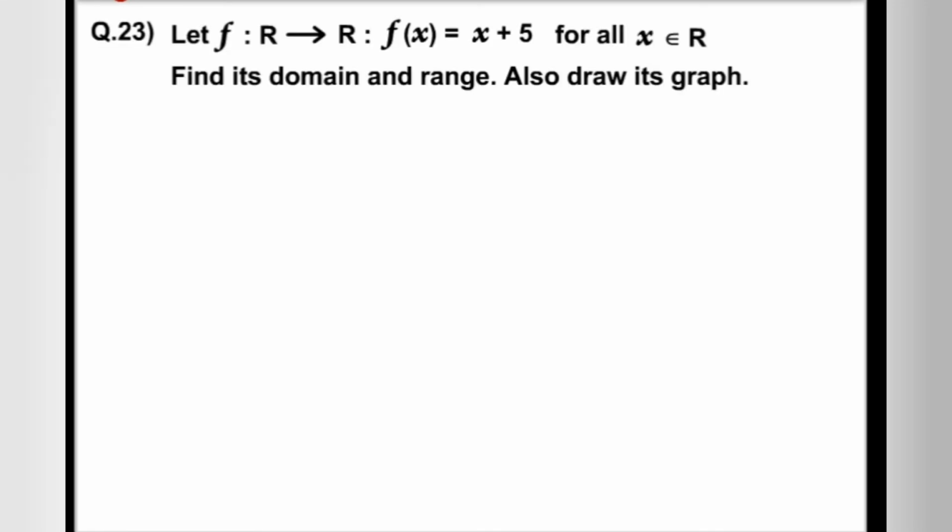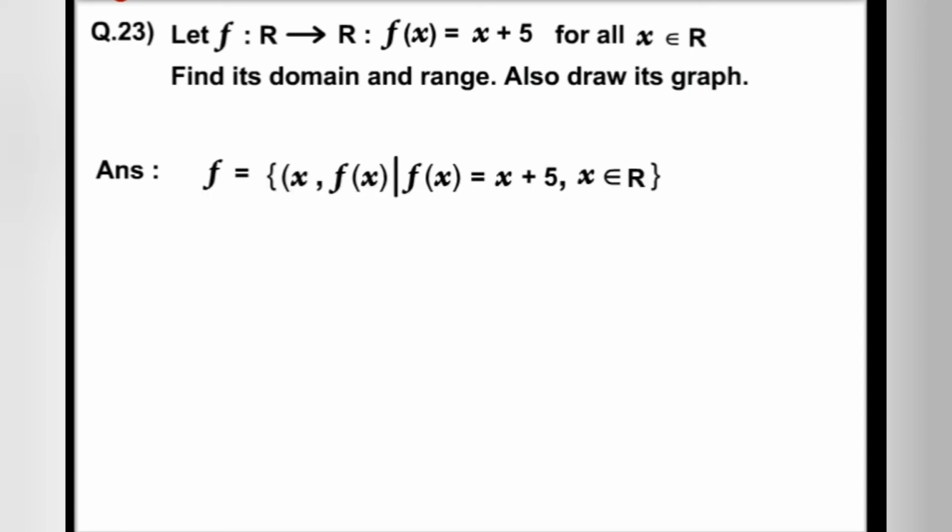Miscellaneous exercise 1. Question number 23. Let f from R to R be defined by f of x equals x plus 5 for all x belongs to R. Find its domain and range. Also, draw its graph. Answer.